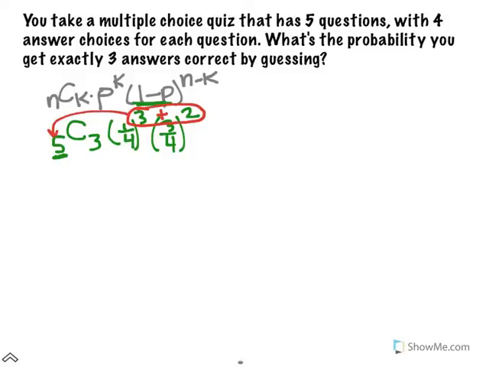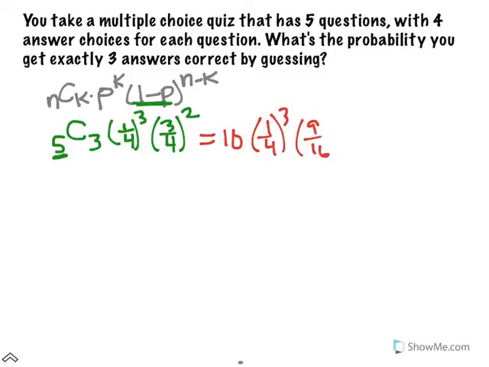So I just wanted to point that out. So then all you have to do is type this into your calculator, and you'll end up getting 5C3, which is 10, and then you get 1/4 cubed times 3/4 squared, which would be 9/16. Multiplying that out, you end up getting 0.0879. So you have about a 9% chance of actually getting 3 correct by guessing.